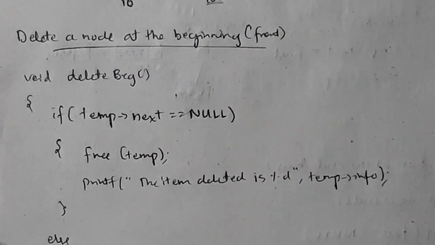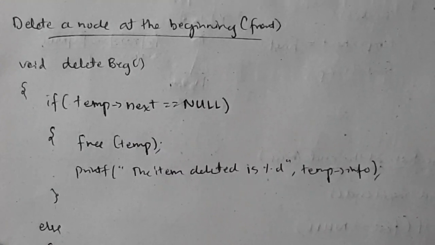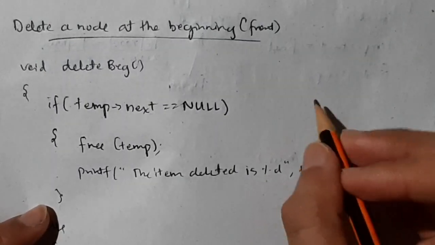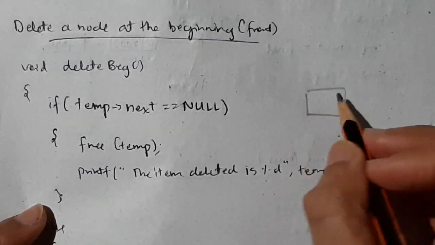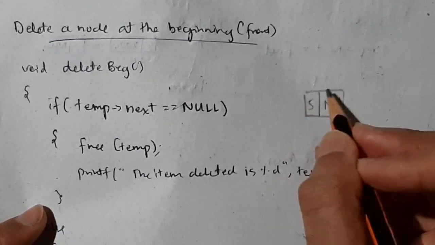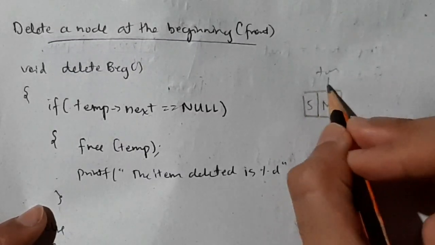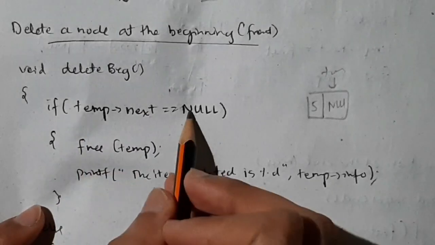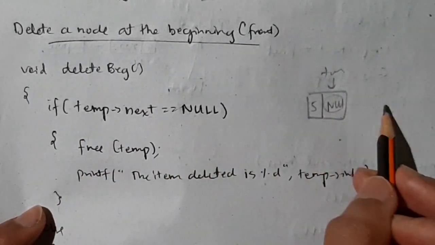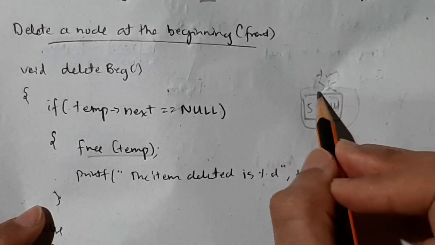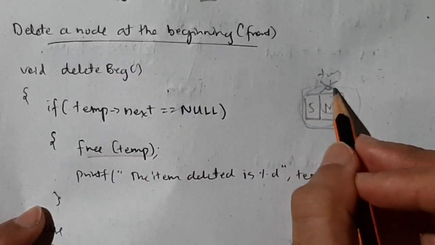The next is delete a node at the beginning. See, if temp->next is equal to null, it means there is only one node. If I have to delete a node and only one node is here, this is the temp. If I have to delete this, I check if temp->next is equal to null, meaning the next location is empty, so only one node is there. I will free temp, meaning this memory location will be freed and this will be deleted.